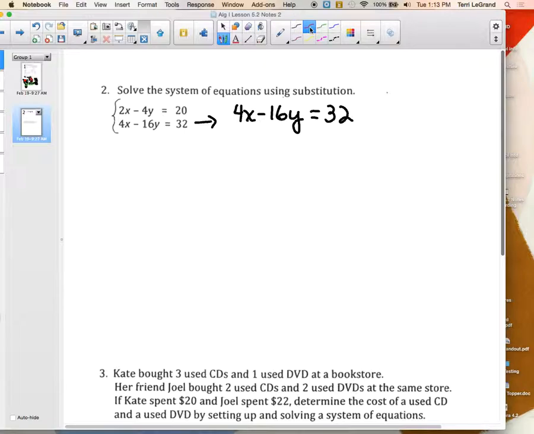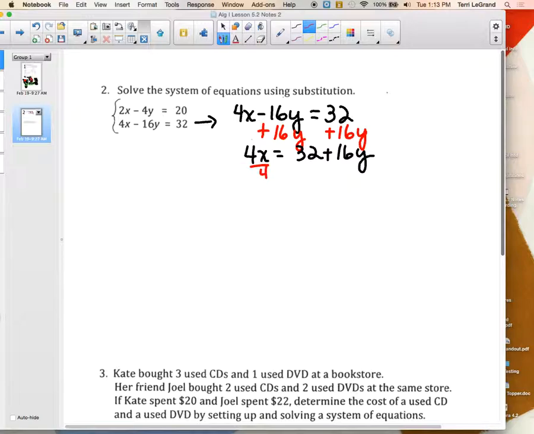Okay. So what are we going to do to both sides first? Add 16y. Add 16y, because remember we're trying to solve for x. So we're first going to get this equation solved for x. And what are we going to do next? Divide everything by 4. Divide every piece by 4.